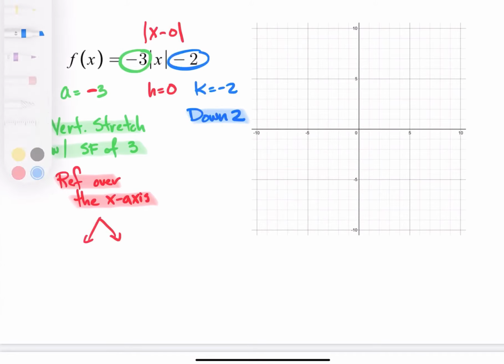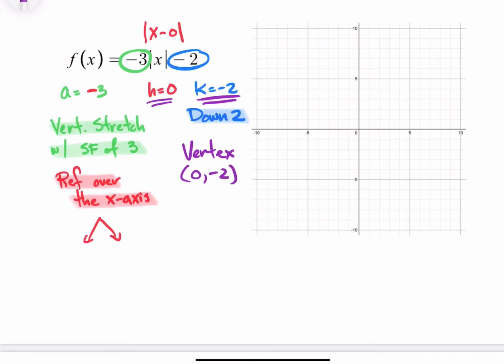All right, so let's go ahead and graph this. And to graph this, I need my vertex. And remember, the vertex is my h and my k, so that's going to be 0, negative 2. And that's my starting point. So 0, negative 2 is right over here. And again, we're going to take a look at our a value as if it was our slope. Now, negative 3 is the same thing as negative 3 over 1.